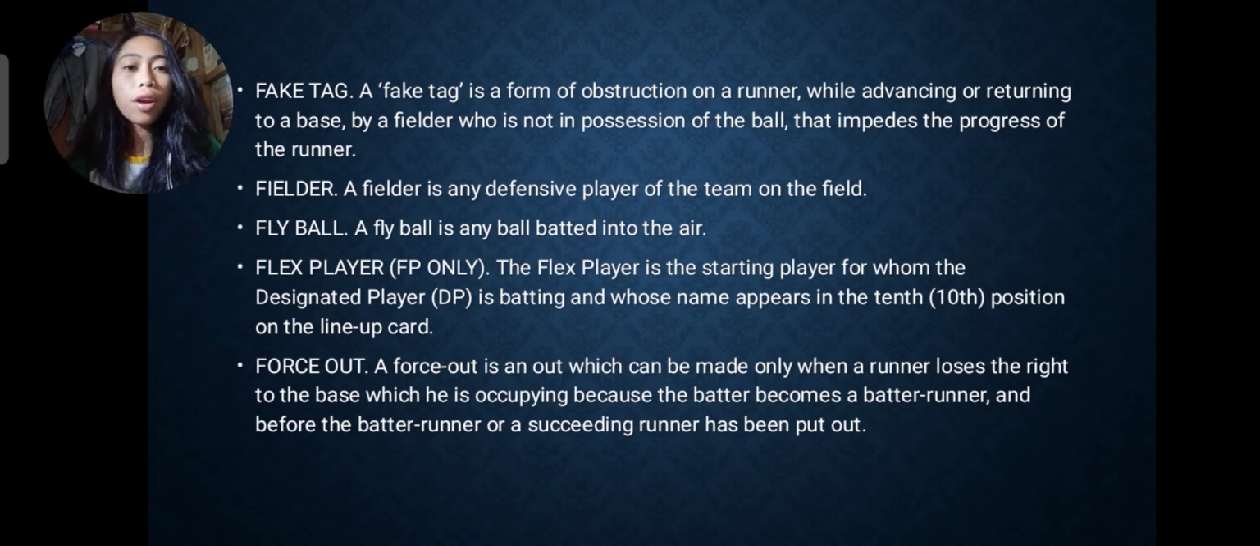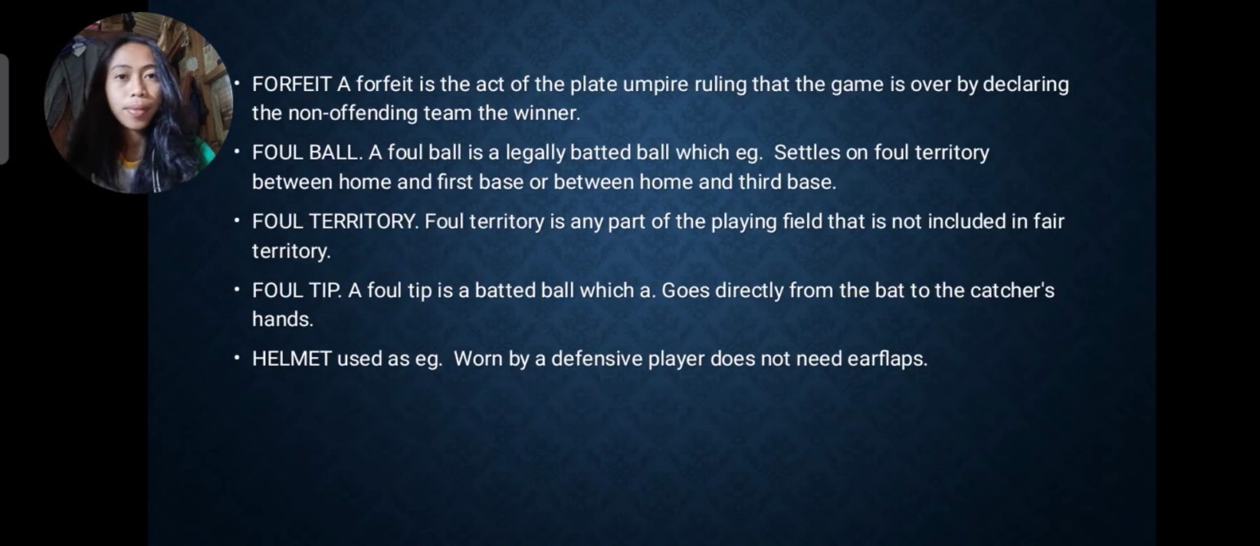Force out. A force out is an out which can be made only when a runner loses the right to the base which he is occupying because the batter becomes a batter runner and before the batter runner and succeeding runner has been put out. So, kapag once na yung nagasalo, nauna nakatama sa base, so, yung player na nagtakbo, ma-force out siya. So, out na siya. Alis na siya sa laro. Then, ayan, yun na yung mga kasama niya.